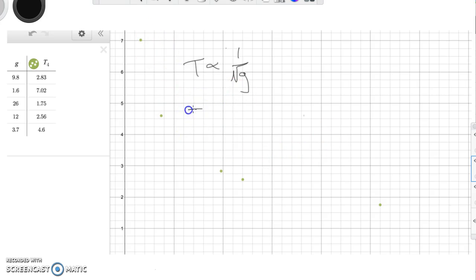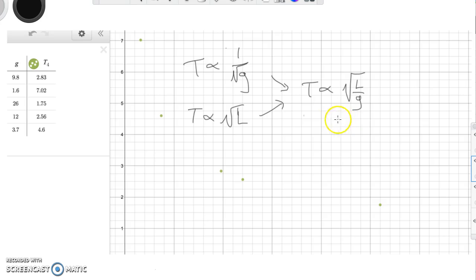Okay, so now we're going to take these two things and put them together. So the period is proportional to the square root of the length, and it's proportional to the square root of 1 over g. And we can actually put these together since it's proportional to both. What that means is that T is proportional to the square root of L over g.